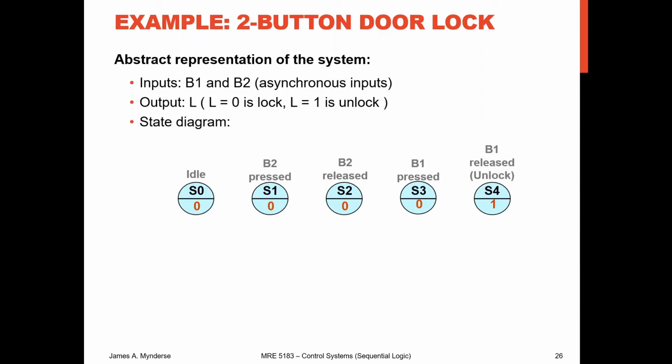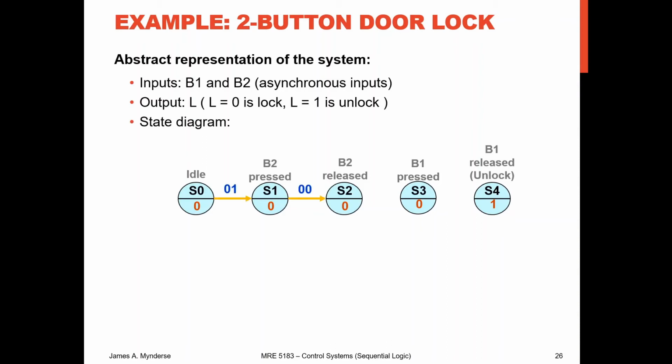And so when we think about what's going to happen, we're going to press and release and press and release. And at that point, it should go unlocked. And so we're going to end up with 5 different states. Idle, and then B2 is pressed, and then B2 is released, and B1 is pressed, and B1 is released. And at that point, everything unlocks.